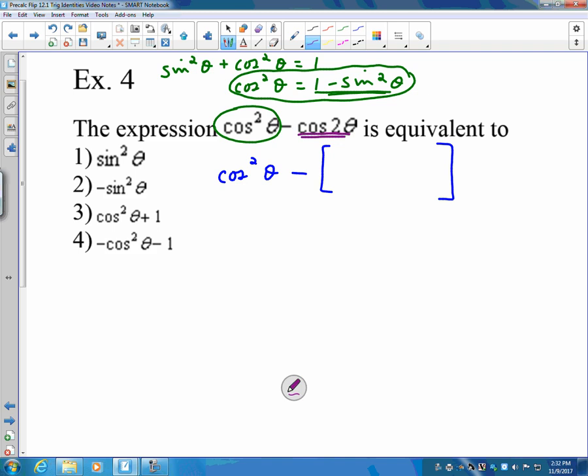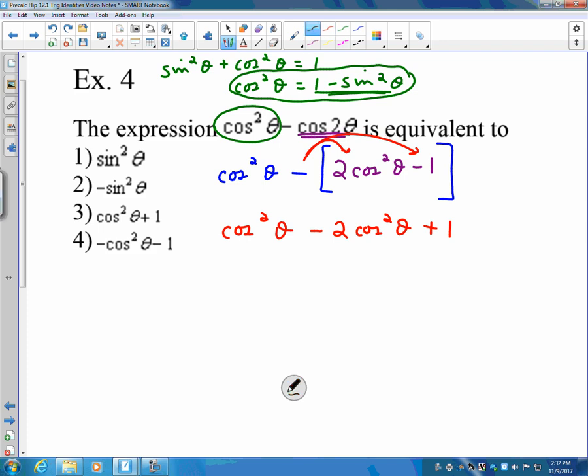Now I have the cosine squared here, so what if I used the option with just the cosine? All right. I don't know. I have no idea whether or not this is going to work. But let's give it a shot and see what happens here. So I've got cosine squared of theta minus 2 cosine squared theta plus 1. All I'm doing is distributing the negative sign here. All right. Distributing that negative sign to the 2 terms.